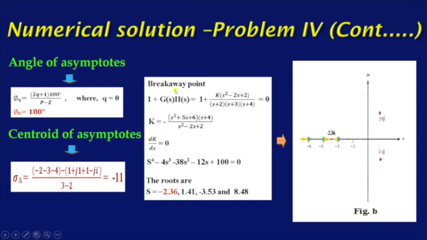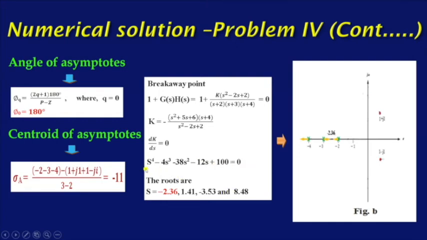Then calculate the breakaway point. 1 plus G(s)H(s) equals 0. Then find k equals minus (s squared plus 5s plus 6) into (s plus 4) divided by (s squared minus 2s plus 2). So find dk by ds, that means differentiate k with respect to s. From this equation we get s to the power 4 minus 4s cubed minus 38s squared minus 12s plus 100 equals 0.